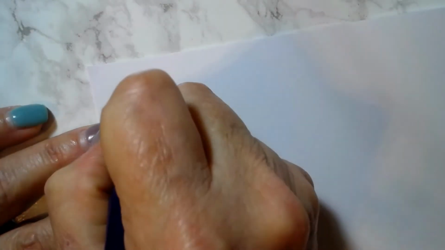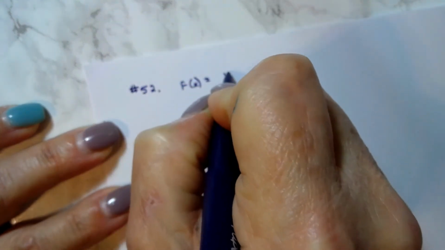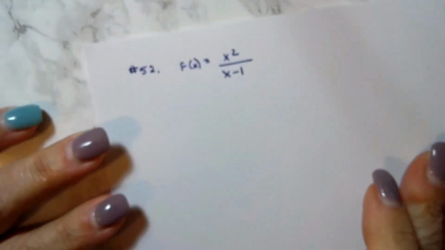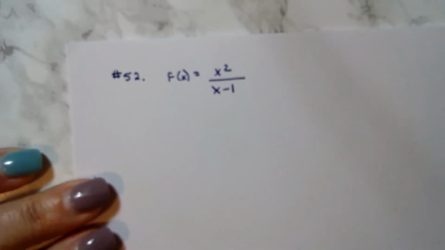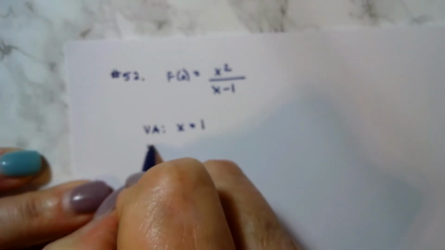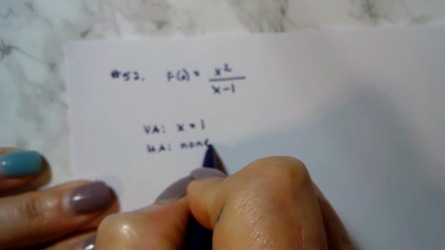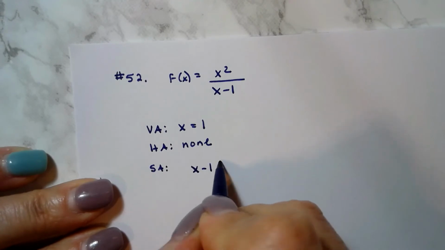Let's do one more. I don't know, let's do number 52 from the book. So this is x squared over x minus 1. Again, I'm going to look at my asymptotes first. Okay, I know I have a vertical asymptote, the line x equals 1. I know that there are no horizontal asymptotes, and I know that I have a slant asymptote because this degree is bigger than that, so I'm going to divide.